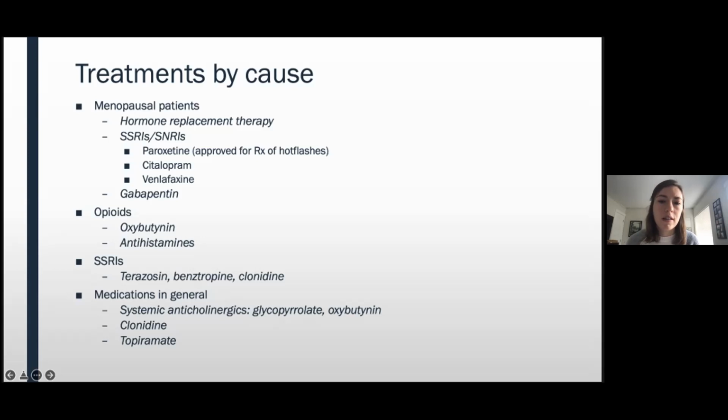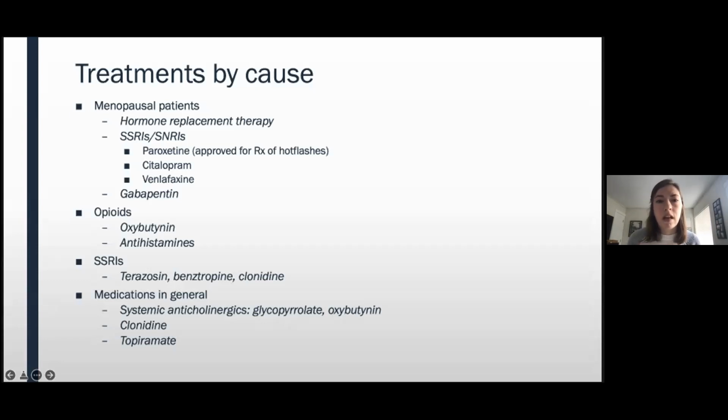For patients who are on SSRIs and like being on an SSRI otherwise, but are bothered by their night sweats, but they don't want to stop the SSRI, terazosin is the most well studied for treating night sweats in this situation. There was a case series that showed that 23 patients with night sweats on SSRIs were treated with terazosin, and 22 of those 23 patients, their symptoms improved. Benztropine and clonidine have also been shown to be effective.